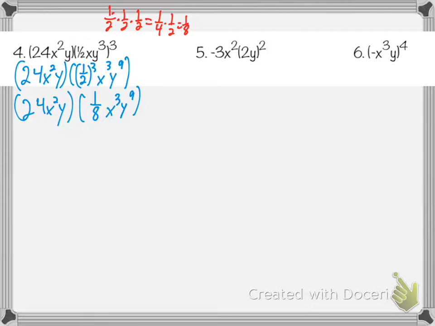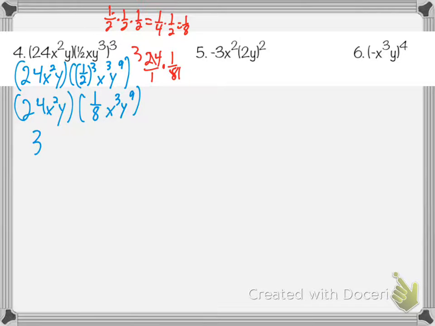Now what can we do? Multiply the parentheses together. So we do 24 times 1/8. Put the 24 over 1. Can we cross simplify? Yeah. What goes into both? 8 goes into it, and 8 goes into 24 3 times, right? So we end up having 3 over 1, or just 3.